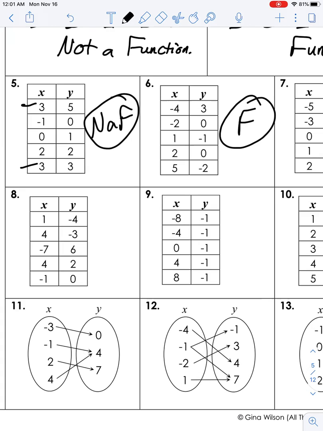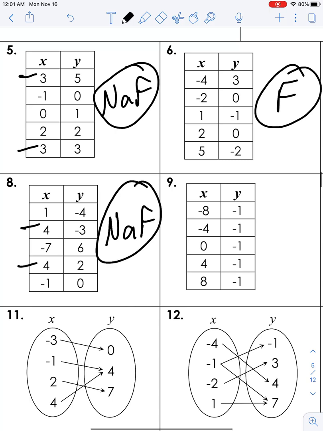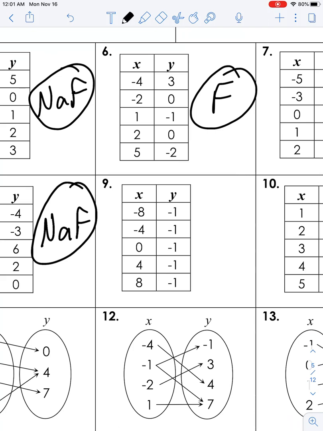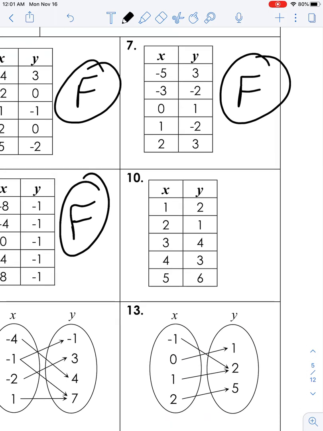Number 8, 1, 4, -7, 4, -1. You've got two, I'm sorry, wrong one. You've got 2 -4's. So that would be not a function because you have a duplicate. Cannot have duplicate x's. Number 9, -8, -4, 0, 4, 8. So all of the x's are different, so that's a function.